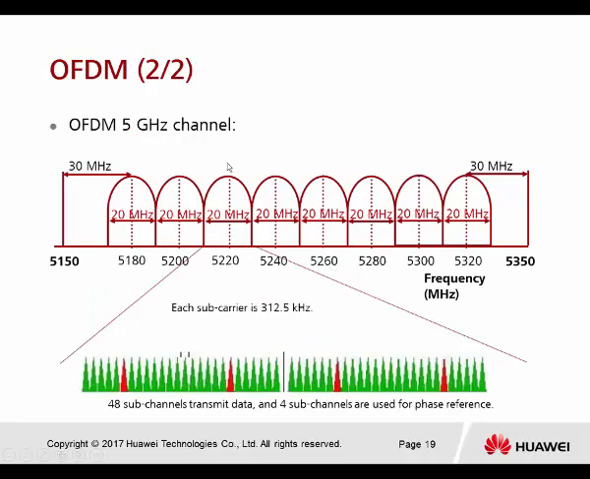So this is what I mentioned just now. See, this is an example in the 5 GHz channel. From here, you can notice that using OFDM, they can divide the channel into 48 sub-channels for the data transmit. And another 4 sub-channels are purely used for the phase reference. Okay, they have 4 reserved.